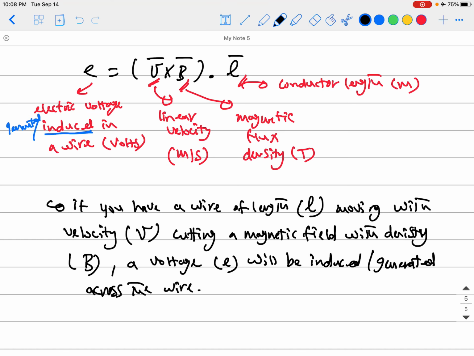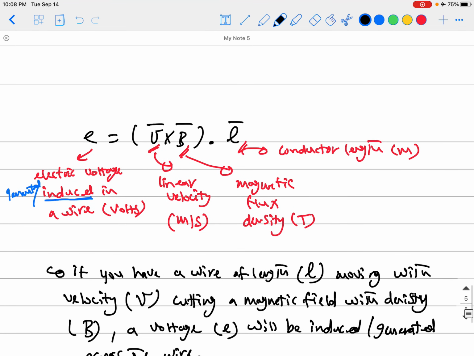Here we have a cross product and a dot product because they are all vectors. The velocity V is a vector, the flux density B is a vector, and the conductor length L is a vector. So you need the cross product V cross B, and the result, which will also be a vector, is dot-producted with L, the conductor length. This will give you E, the induced voltage.